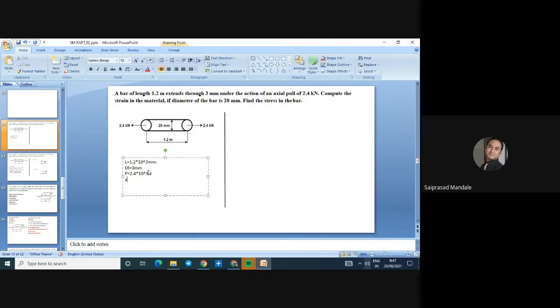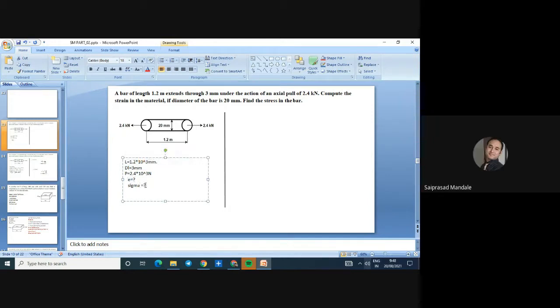Then compute the value of strain. Strain means small e is equal to question mark, and again we have to identify sigma. I do not have a value of sigma, so I am just writing the term sigma is equal to question mark. These two terms we have to identify. Can anybody tell me how to calculate stress and strain? What is the formula to calculate the value of strain? Delta L by L. We have delta L, we have L, so we can easily identify the value of strain.